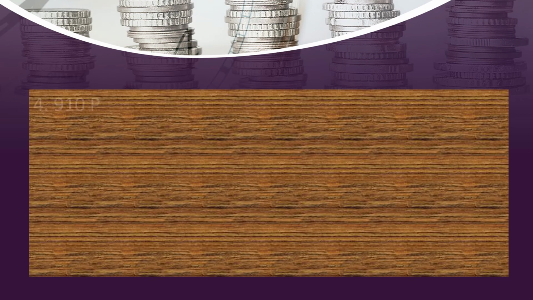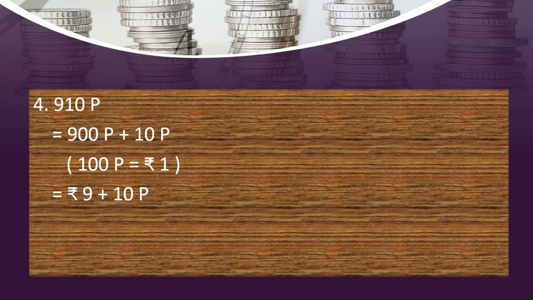Another example says 910 paise to be converted into rupees. This I can write as 900 paise plus 10 paise. 900 paise can be written as rupees 9. Why? Because 100 paise is equal to rupee 1. So rupees 9 plus 10 paise, or simply rupees 9.10.